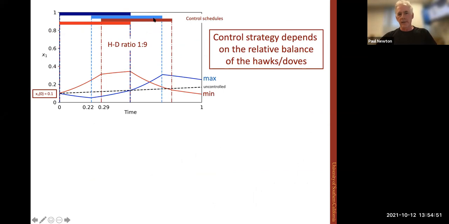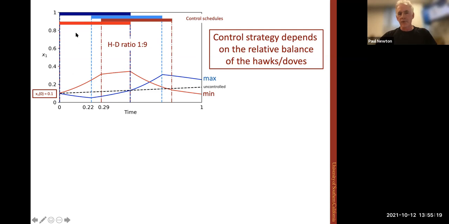So here are the control schedules. The blue curve is the maximum that you can achieve for the aggressive population. The red curve is the minimum that you can achieve for the aggressive population, and the dashed curve would be the uncontrolled hawk population. So with the blue schedule up here, going from -1 to +1, we can achieve the maximum, and with the red schedule, we can achieve the minimum.